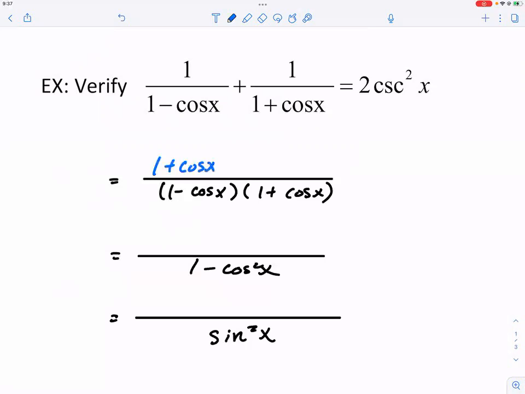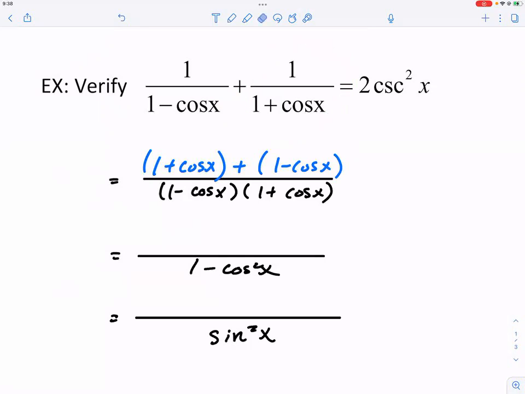Well, when you do your numerator, your elementary school skills, right? You want to have a common denominator. So for the first fraction, you've got to multiply 1 plus cosine x over 1 plus cosine x. For the second fraction, to have a common denominator, you've got to multiply 1 minus cosine x over 1 minus cosine x.